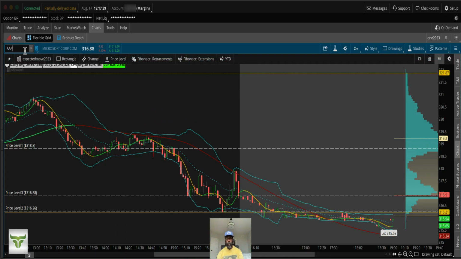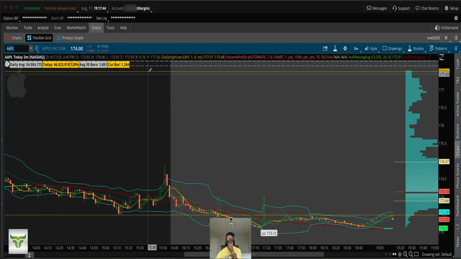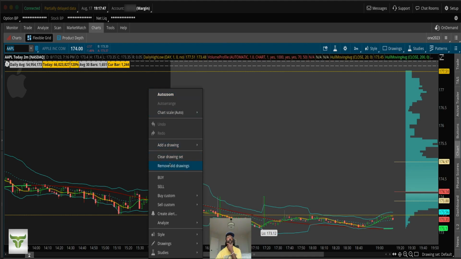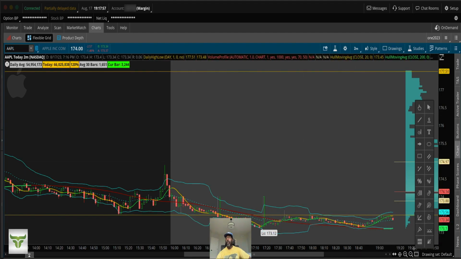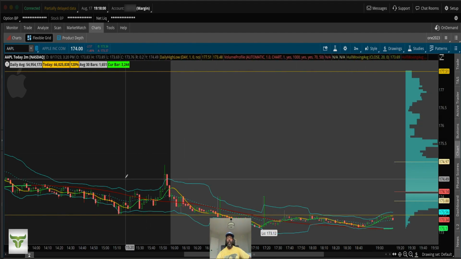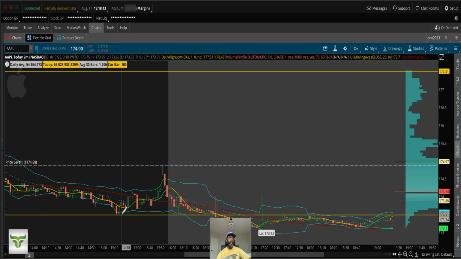Let me do Apple. And let me remove the drawing set for Apple. And let me come over here and let's get price level. So where is going to be the high? The high is right here. Where's the low? Right there. So here's the low right there. So let me just draw it above there.